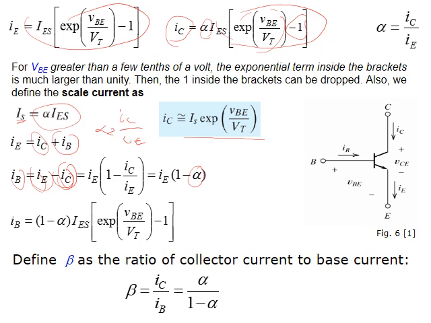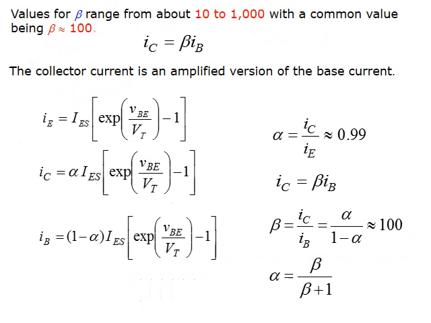Now let me define another ratio, which is beta, the amplification, which represents I collector with respect to I base. And if we use the formula of alpha, then it is alpha over 1 minus alpha. Usually beta is 10 times, 100 times, 1000 times, and so on, because I base is small and I collector is larger compared with I base. You see 10, 100, 200, 700, 150, and so on. And I collector is beta times I base. It means amplifying I base by beta.